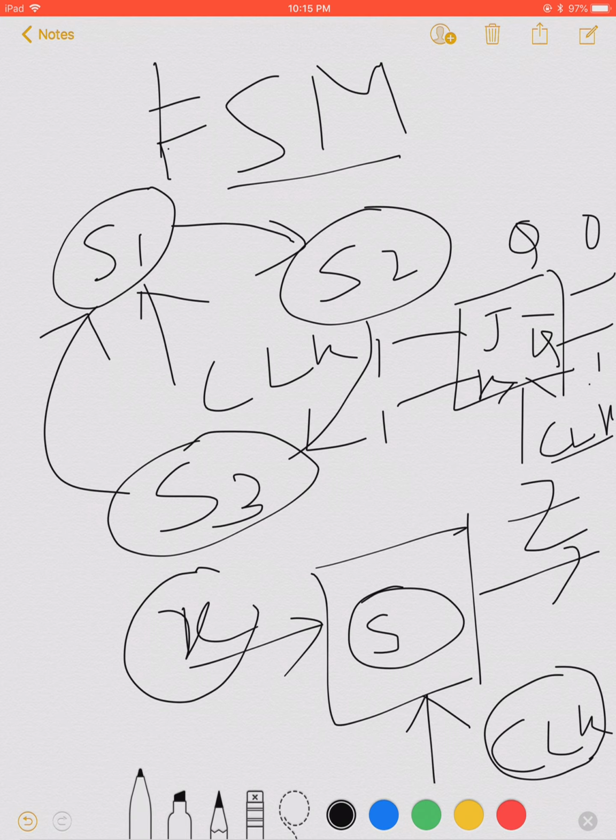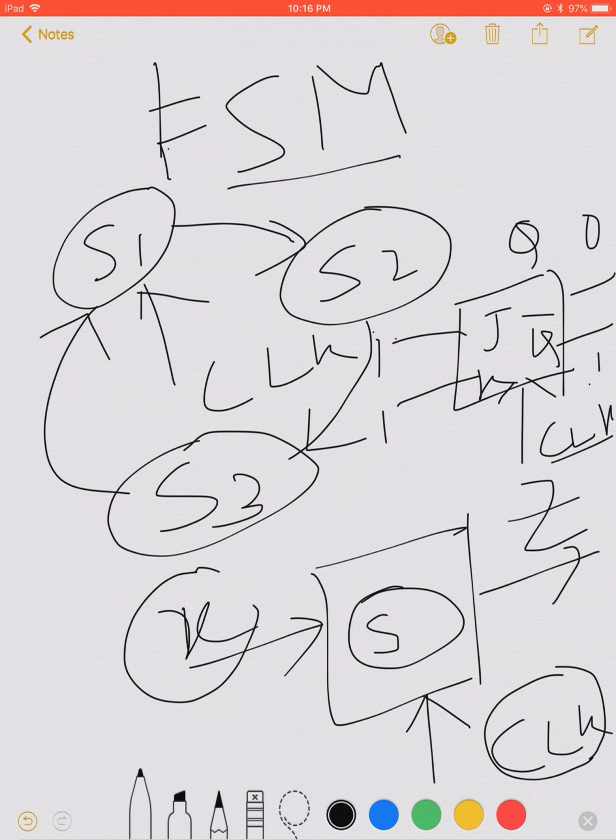So it is triggered by the clock. Its inputs are J and K, but it will not change its state until the clock is positive, right? Because it is positive edge triggered. So synchronous state machines are those state machines which are triggered by a clock, and that is the definition.